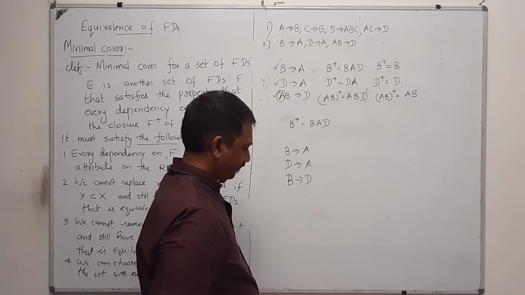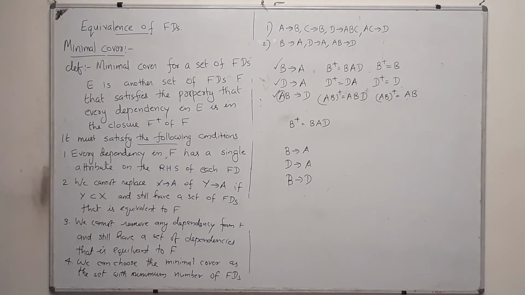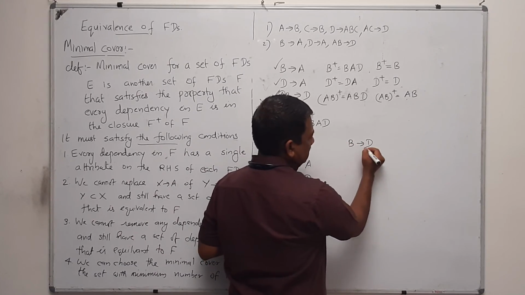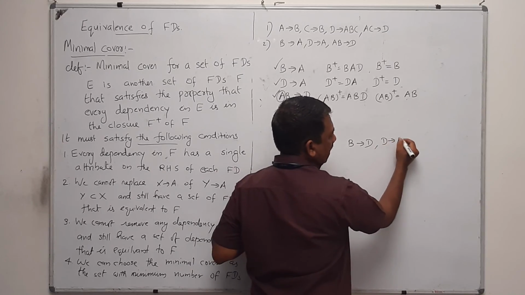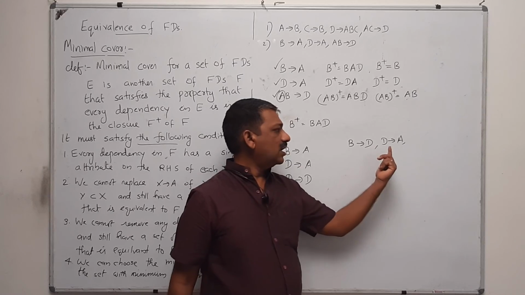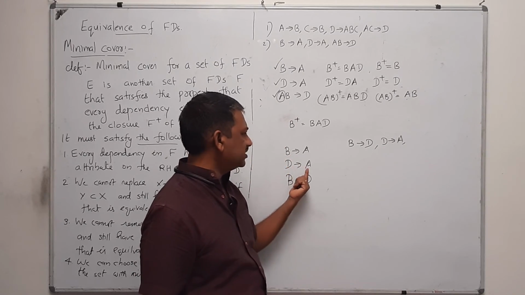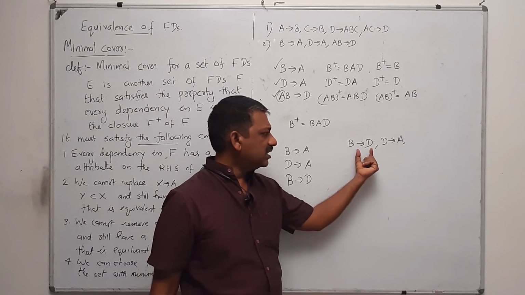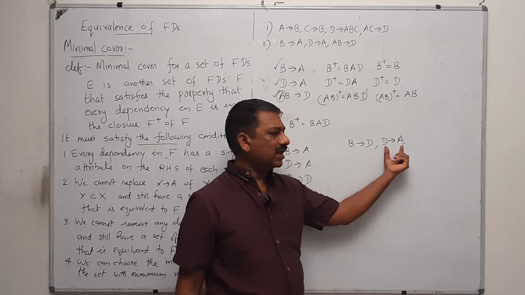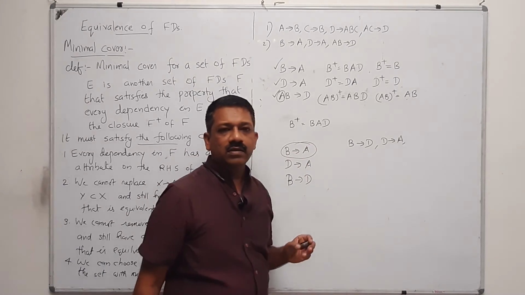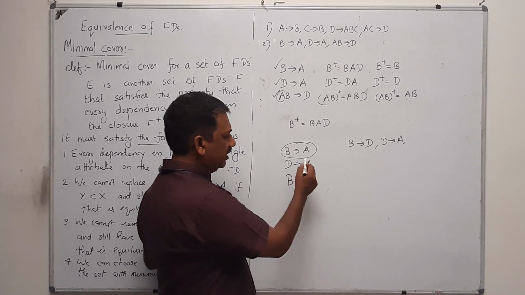Okay. Now see, B determines A, D determines A, and B determines D. Here B determines D is there and D determines A is there. Then B determines D and D determines A implies B determines A. That means these together imply this. That means B determines D and D determines A implies B determines A by the transitivity rule. So when you are simplifying this, this can also be deleted or eliminated from the list. So the minimal cover is this one.